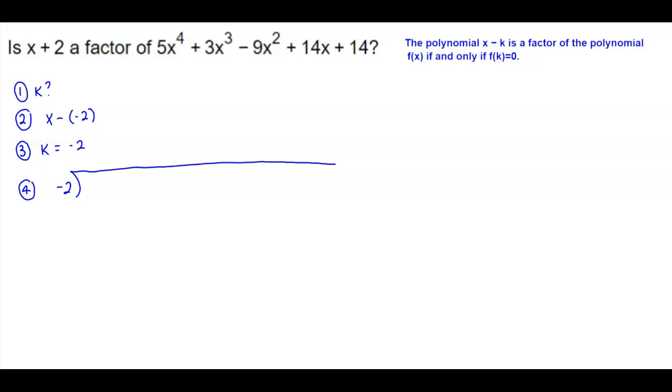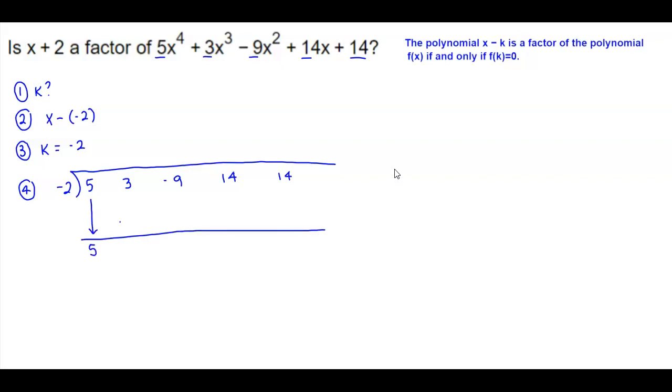And then we're going to plug in the coefficients of each term. So we have 5, 3, negative 9, 14, and 14. Now there aren't any missing terms, so we don't have to worry about any placeholders. So the first thing we're going to do is bring down the 5.